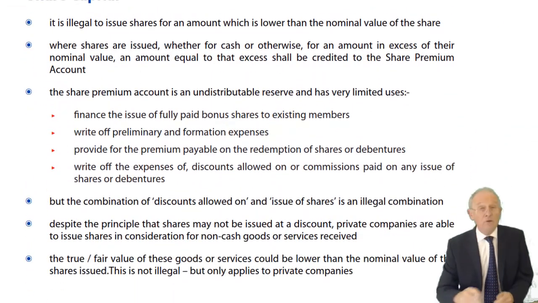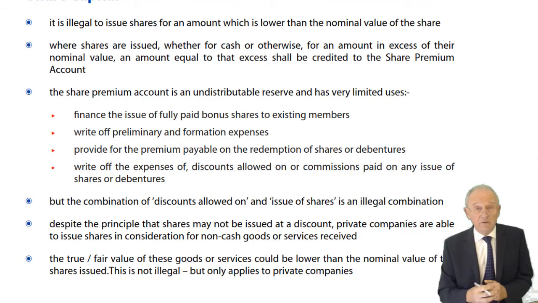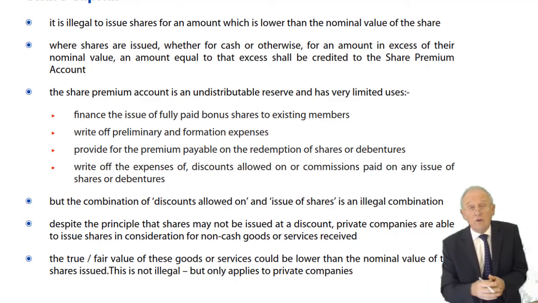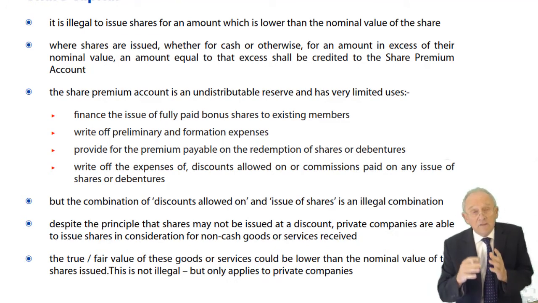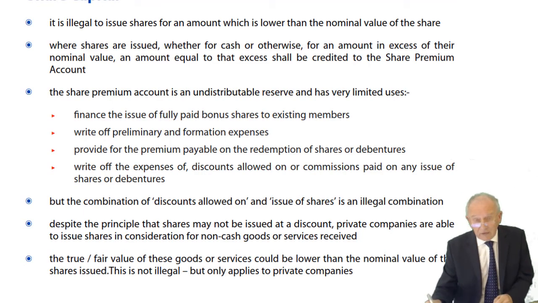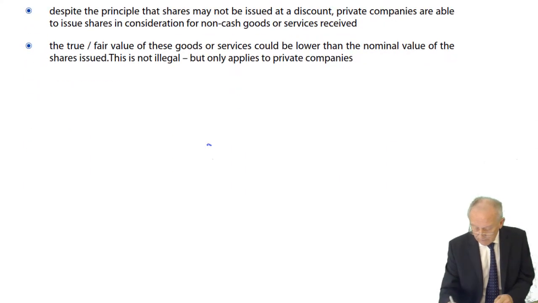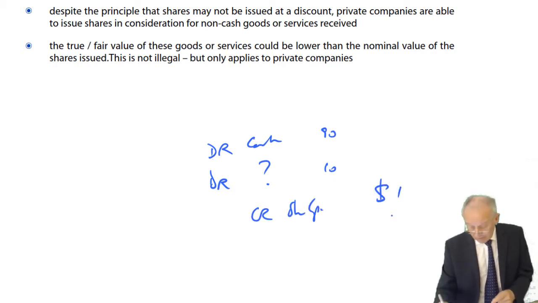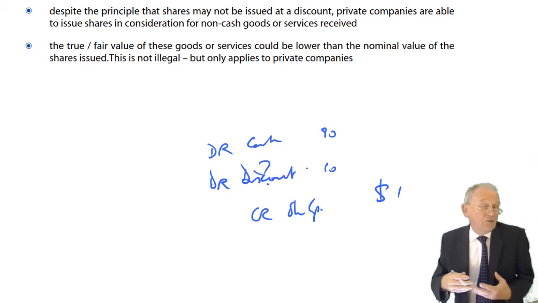There we go. It's illegal to issue shares at a discount. You cannot do it. You cannot receive 90 cents worth of value and issue a $1 share in exchange. It is illegal. Think of the double entry that would have to go through. It would have to be debit cash 90, debit something else for 10, and credit share capital with the $1. And that something else would be discount expense on share issue, but it's illegal.